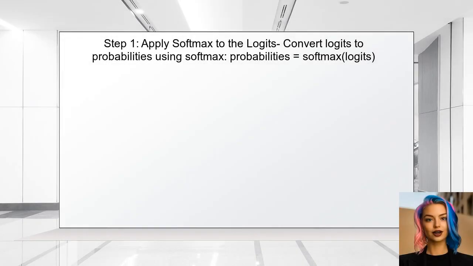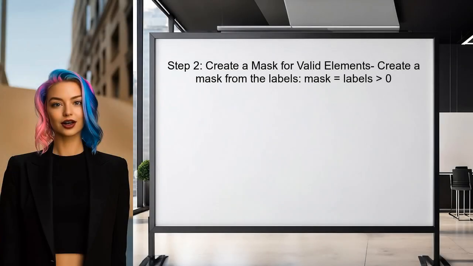To compute the cross-entropy loss while ignoring the masked elements, the user should first apply the softmax function to the logits. This will convert the logits into probabilities. Next, the user should create a mask that identifies which elements are valid for loss computation. This mask will be based on the labels, where a value of 1 indicates a valid element.